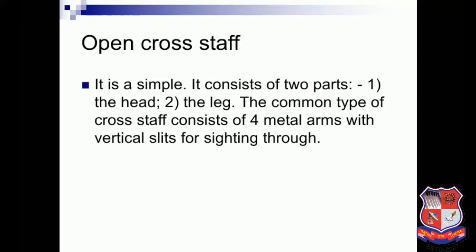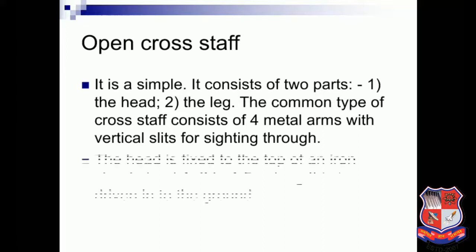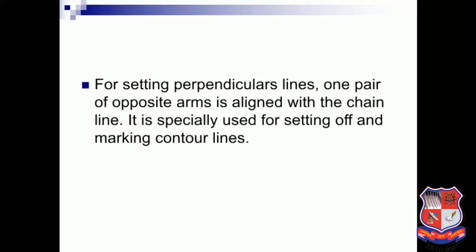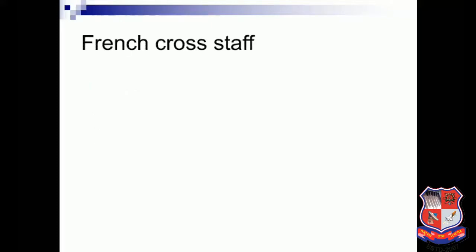It is simple; it consists of two parts, one is a head and the other is a leg. The common type of cross staff consists of 4 metal arms with vertical slits for sighting through. The head is fixed to the top of an iron stand 1.2 to 1.5 meters long. This is driven into the ground. For setting perpendicular lines, one pair of opposite arms is aligned with the chain line. It is specially used for setting off and marking the contour lines. Now the French cross staff.